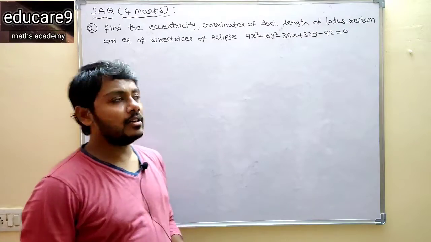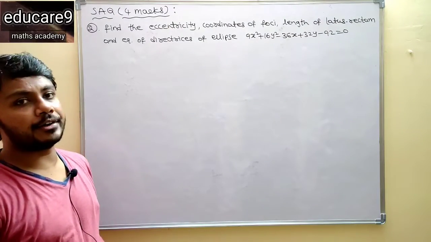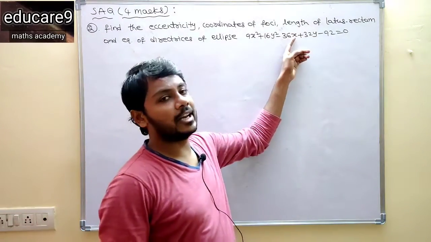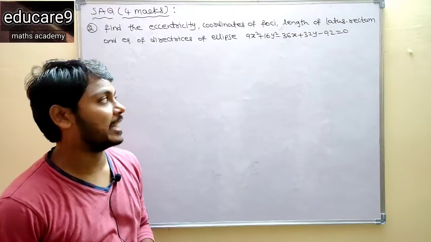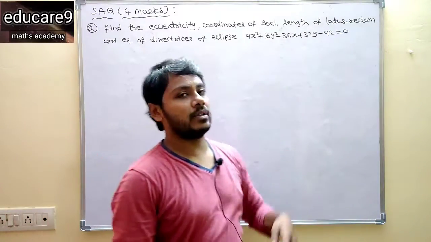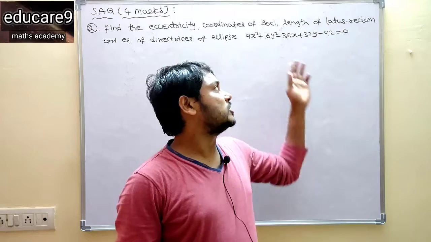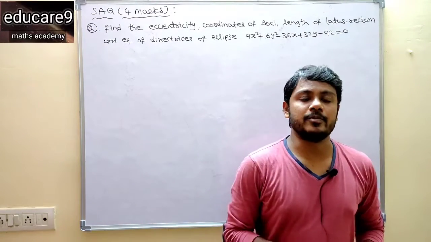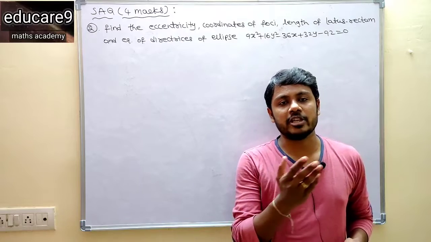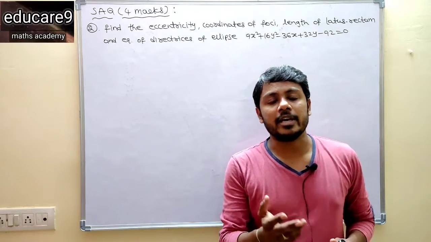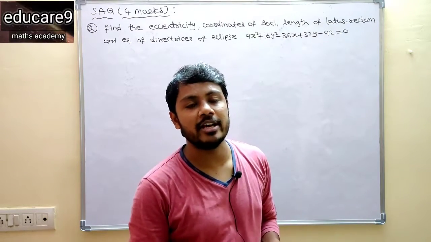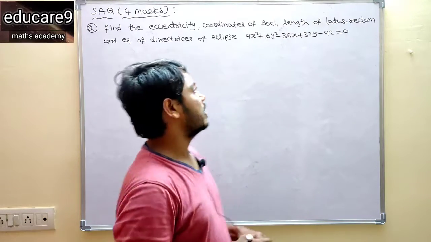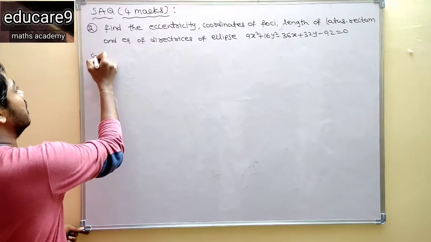And see the second one. Find the eccentricity, coordinates of foci, length of latus rectum, and equation of directrix of the ellipse. So first we have to change the given equation into standard form of the ellipse, that is x minus h whole square by a square plus y minus k whole square by b square equals to 1. So see here, solution.